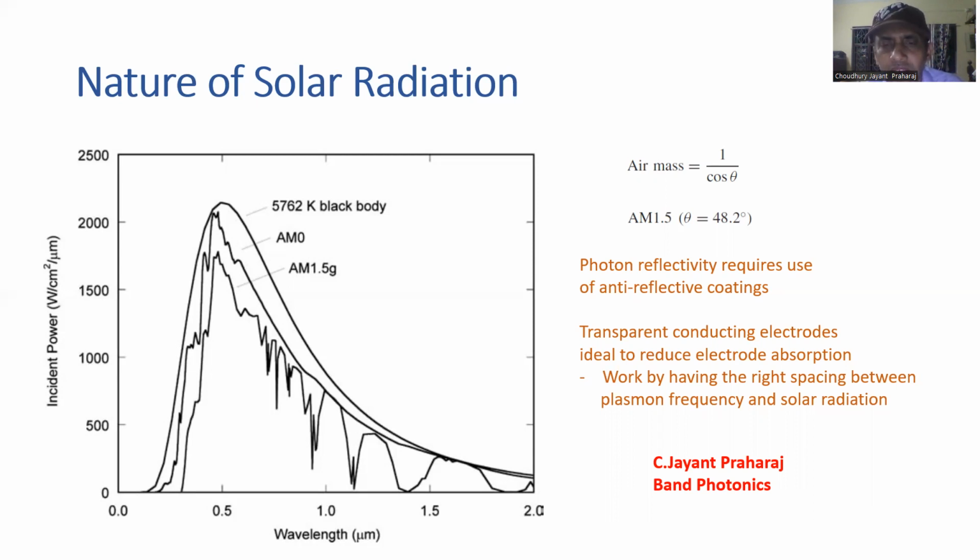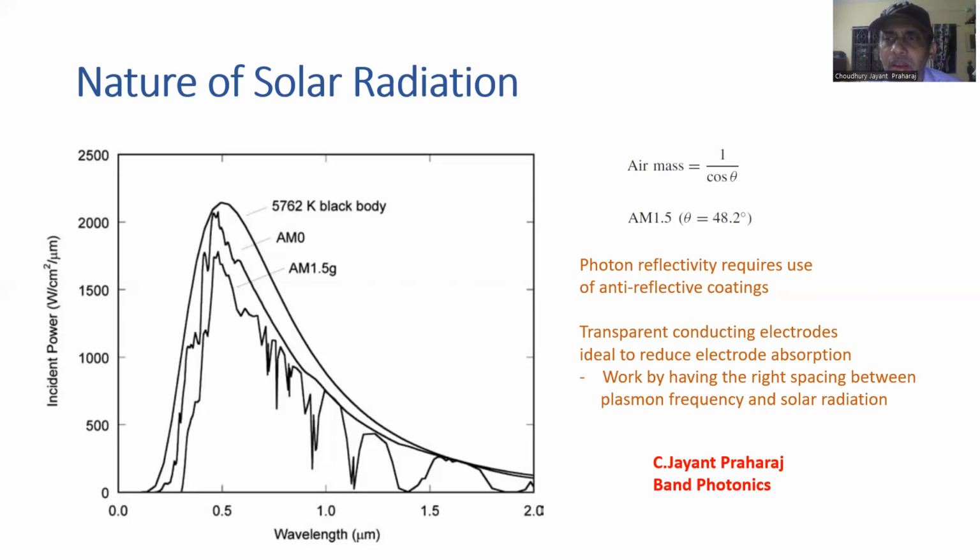The other thing is that transparent conducting electrodes are necessary in order to reduce electrode reflection and absorption. And this works by having the right spacing between plasmon frequency and solar radiation. So what happens is that the dielectric function in these conducting electrodes is a function of frequency, and that function depends on the plasmon frequency, and it actually switches between negative and positive as we vary the frequency.